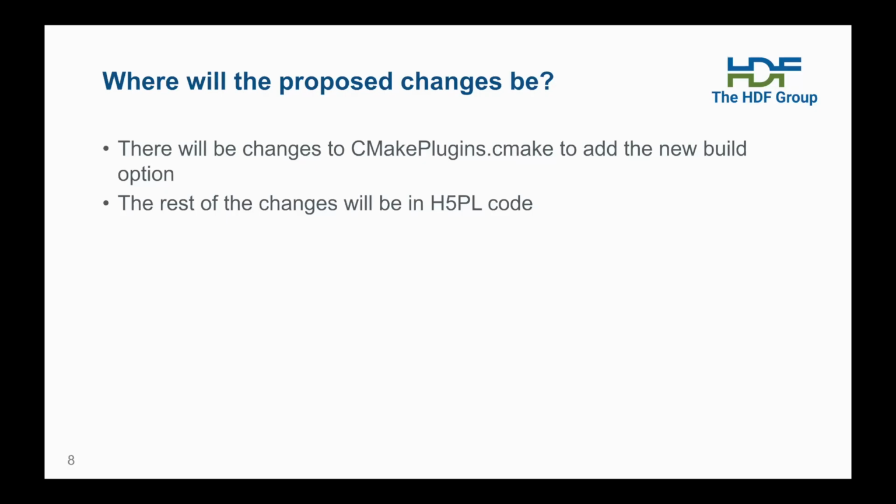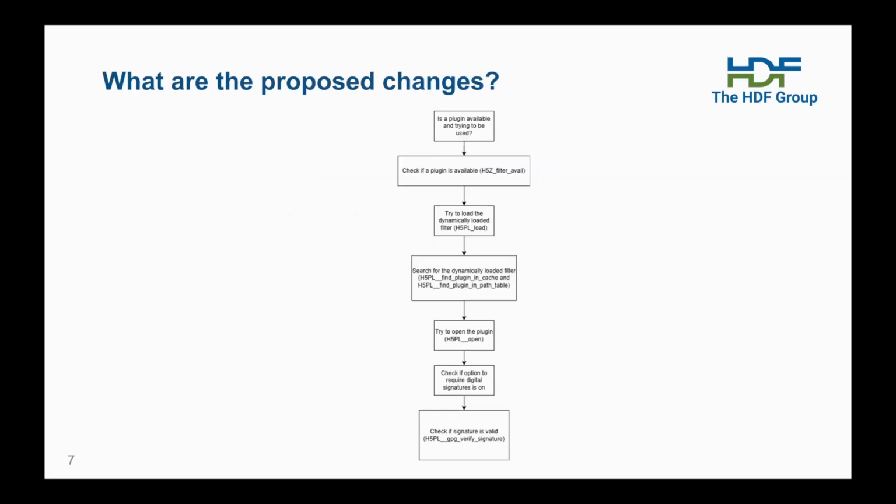So if you go back to your two slides, the flow chart. Yes. So the last box there, check if signature is valid. That means a handshake, right? Or a call back to the trusted source, essentially, to make sure. Is that right?